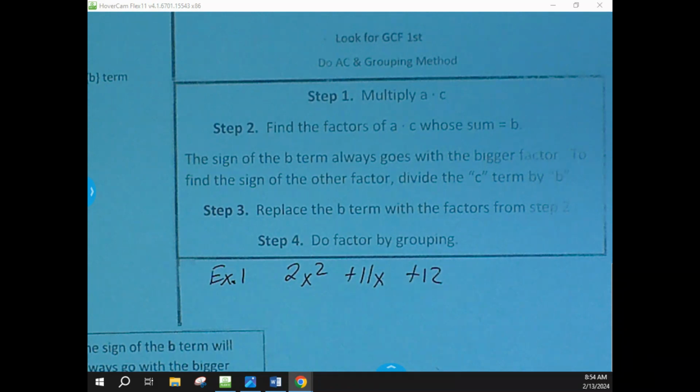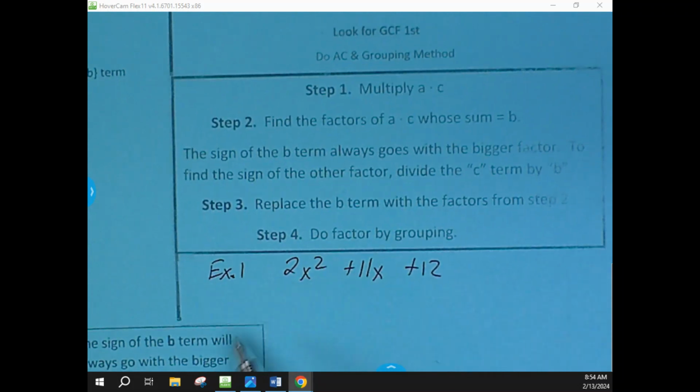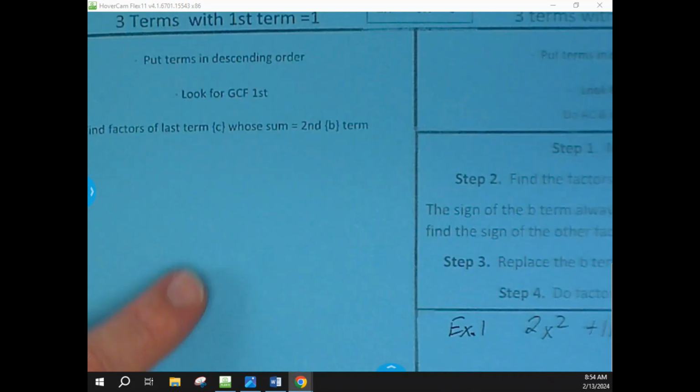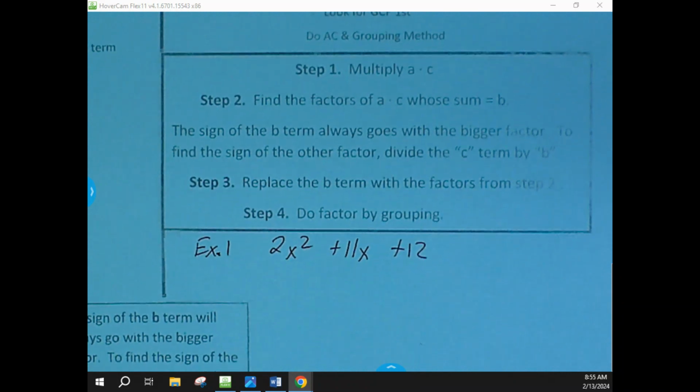Okay, and any of these things we're factoring, whether it's 2 terms, 3 terms, 4 terms, the first thing you always look for is a greatest common factor first. If this had been a 10, then we could have divided everything by 2, and then we would actually have been back over here to what we would do on this side. But for now, we don't have a greatest common factor, so that part's gone. So we're going to do the grouping method or the AC method.